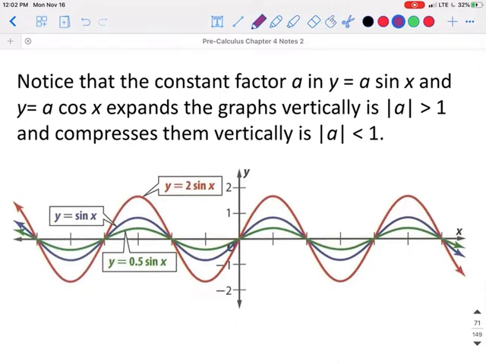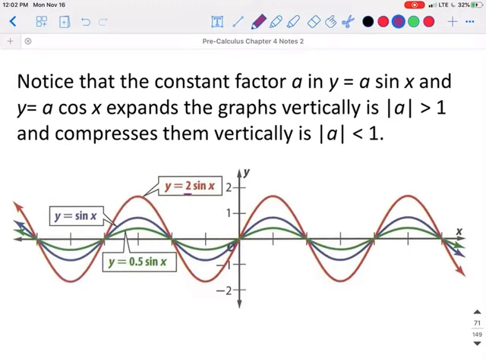Now, if we look at this graph, you can see that the constant a, where y is equal to a times sine of x, expands vertically if that value of a is greater than 1, and it's going to be compressed vertically if a is between 0 and 1. So for the red one, it is stretching up, it's expanding vertically because we have 2 times the sine. So instead of going up to 1, it would go up to 2.